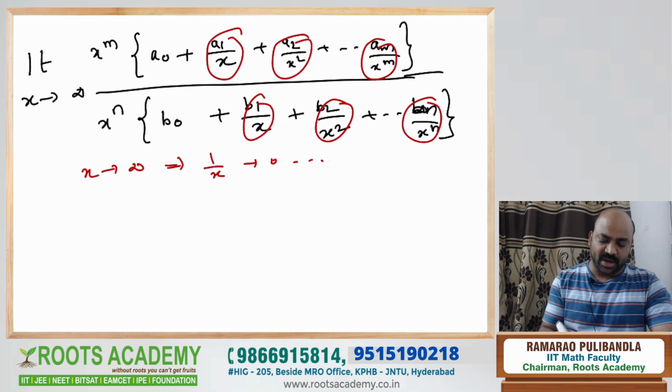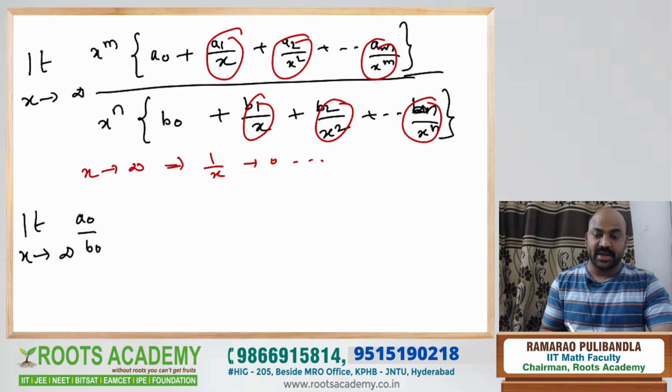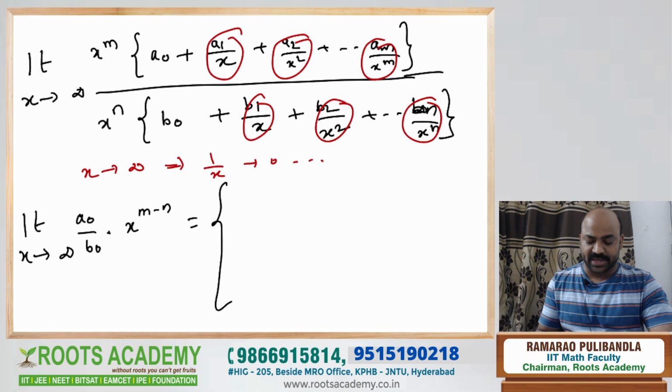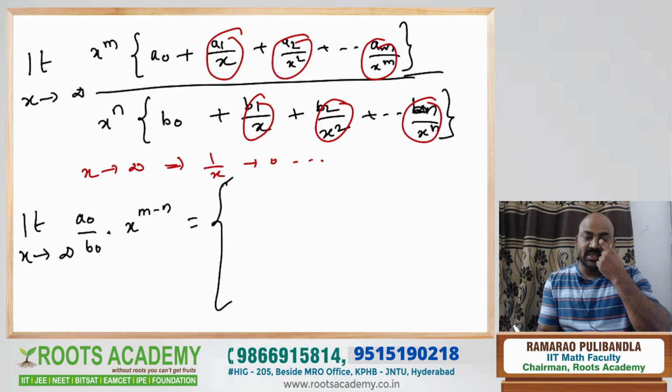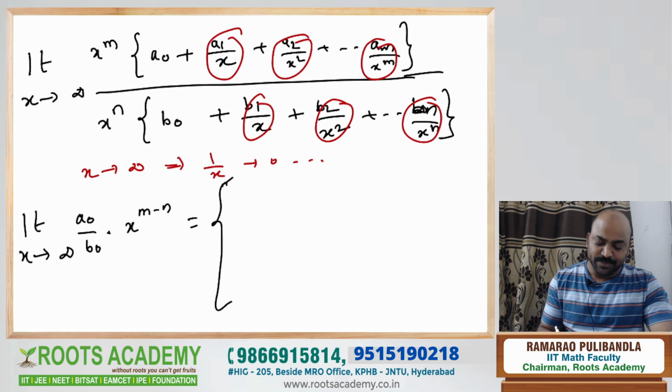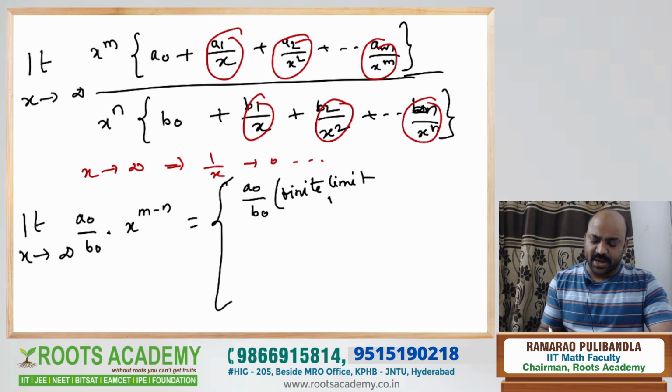And this fellow will become, dear students, can you say what? Limit x tends to infinity, a naught by b naught I will get here, into what is left, x power m minus n. Here you have three most important cases. Can you all look here? What is case number 1? You know, dear students, a naught by b naught, in the bracket you can say finite limit value. This will be possible only when m is equal to n.